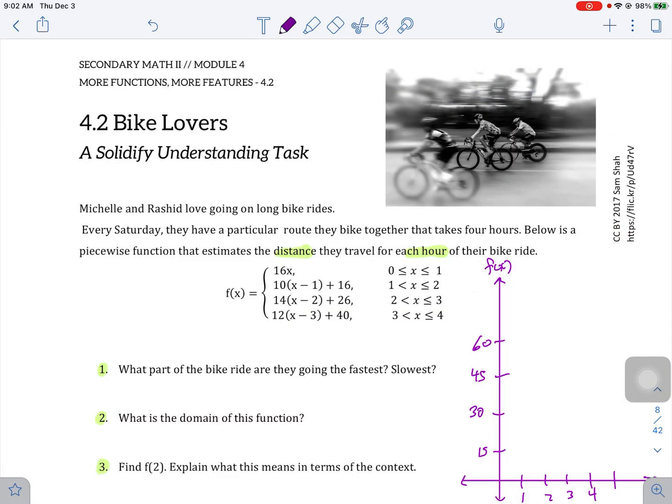Welcome. We're looking at task 4.2. It's more with the piecewise functions, which are combining different sub-functions here. And this is a context of a bike ride, looking at distance, in this case per hour. This will be the distance, this will be the hour.